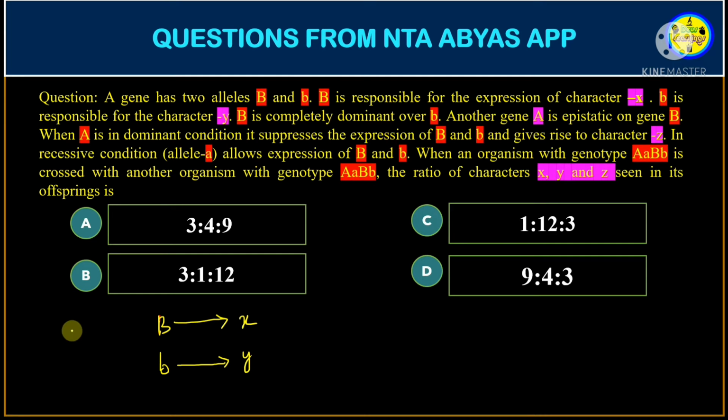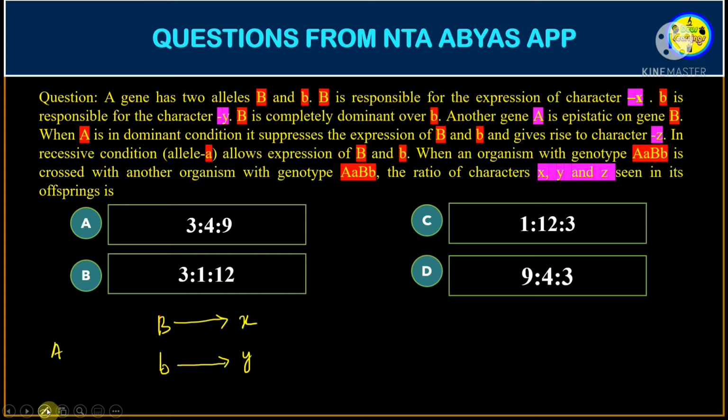Then they are talking about another gene, which is A, and the question says that this A is epistatic on B. Epistatic means the gene which is suppressing the expression of another gene. The one suppressing is the epistatic gene, the one getting suppressed is the hypostatic gene. So A is suppressing B, whether B is in dominant or recessive condition. That doesn't matter to A.